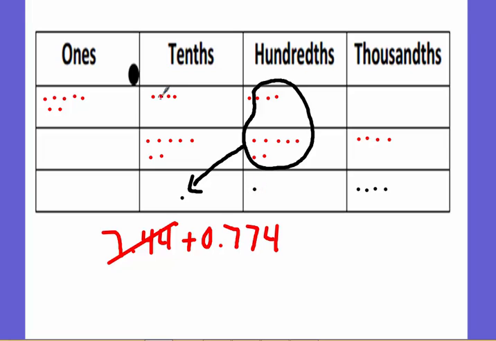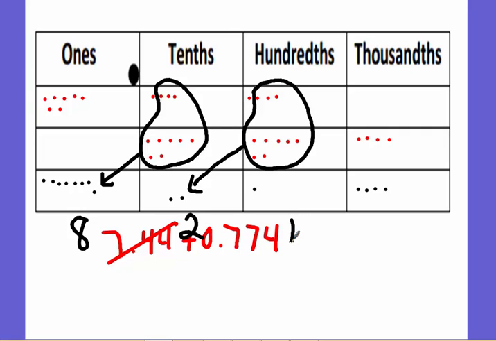Now here I have 1, 2, 3, 4, 5, 6, 7, 8, 9, 10. So I need to trade some of these. Remember, I'm taking a group of 10, moving it to the next column over. All I have left is this one little guy by himself. And then I have 7 ones up here, 1, 2, 3, 4, 5, 6, 7. What I'm left with is 8 ones, 2 tenths, 1 hundredth, 4 thousandths, for 8.214, or 8 and 214 thousandths.